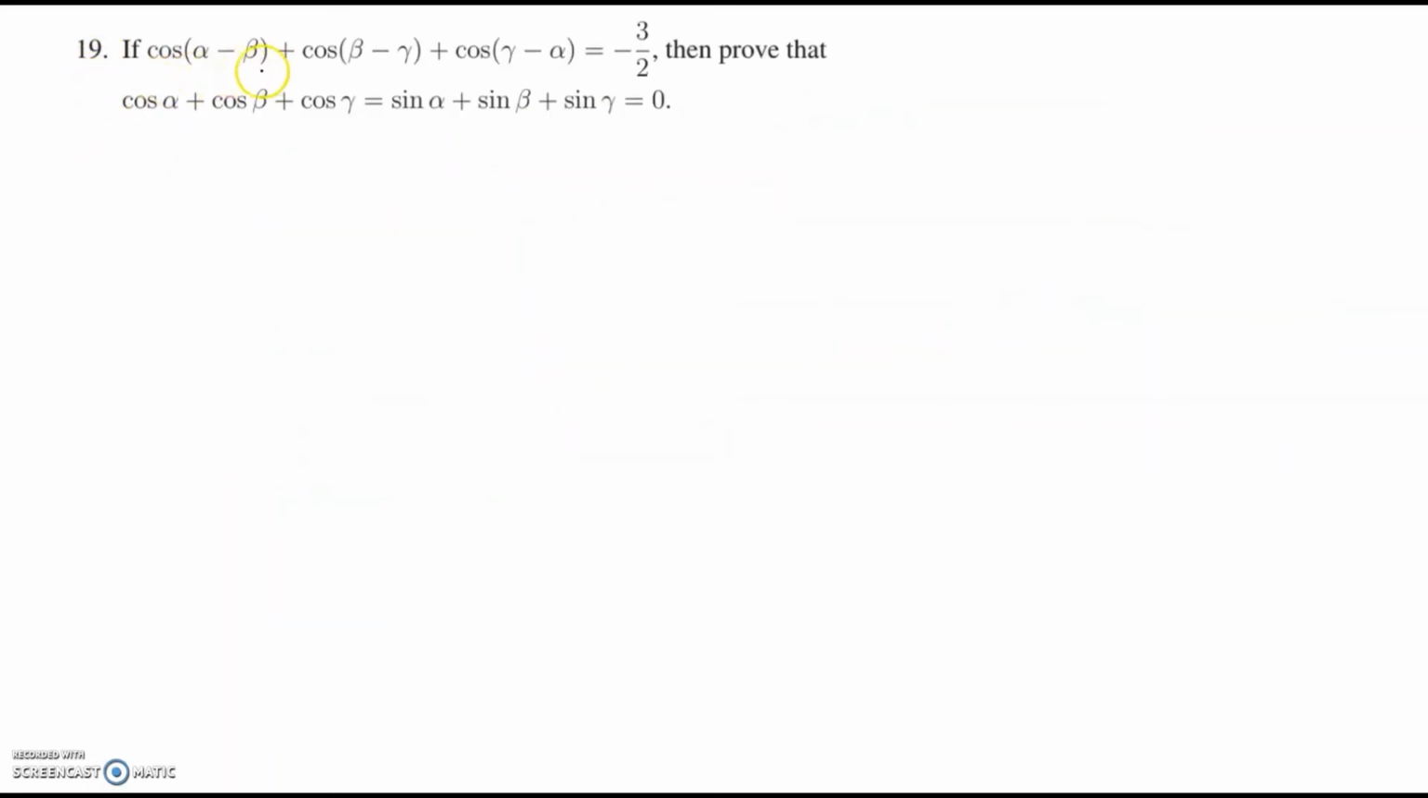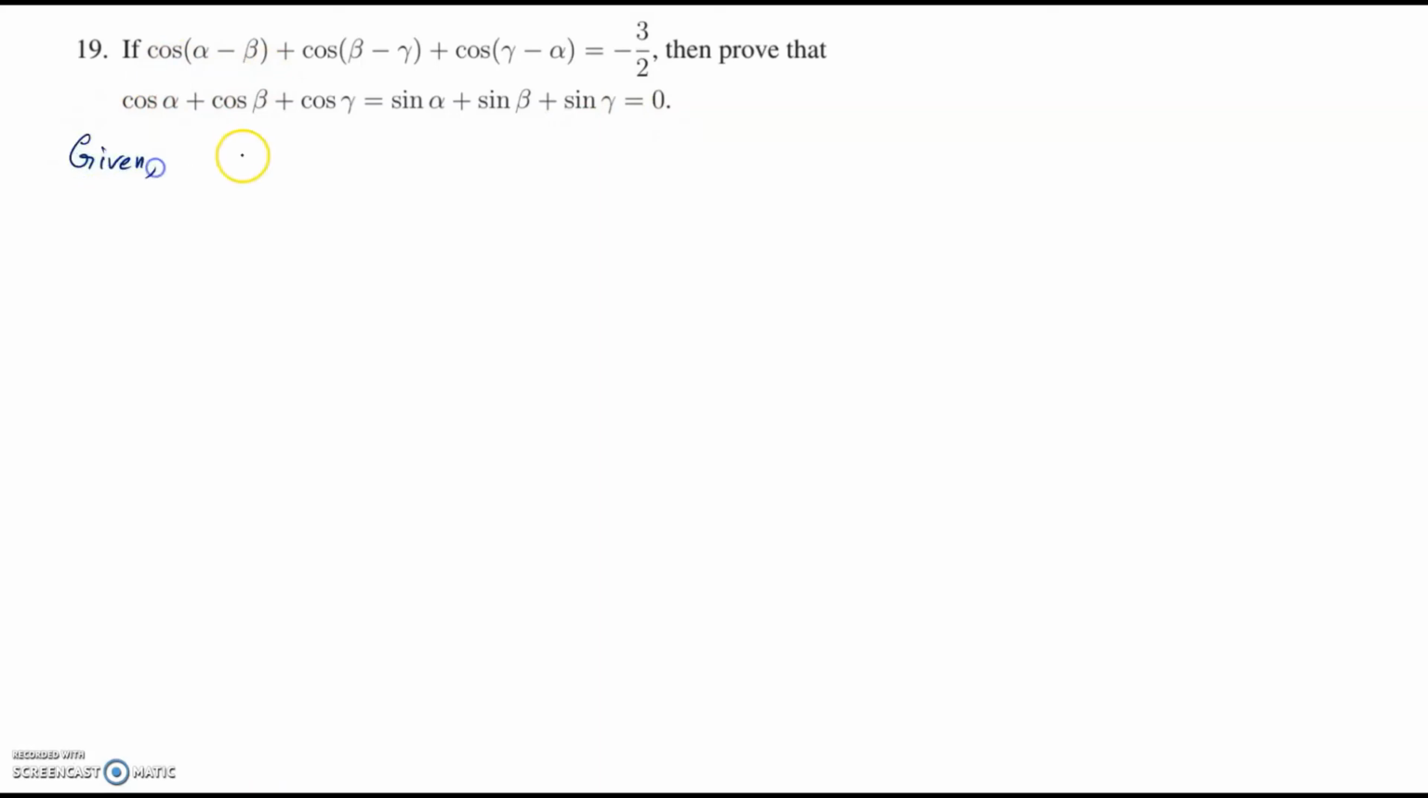If cos(alpha minus beta) plus cos(beta minus gamma) plus cos(gamma minus alpha) is equal to minus 3 by 2, then prove that cos alpha plus cos beta plus cos gamma is equal to sin alpha plus sin beta plus sin gamma equals 0. So let's take the given equation.